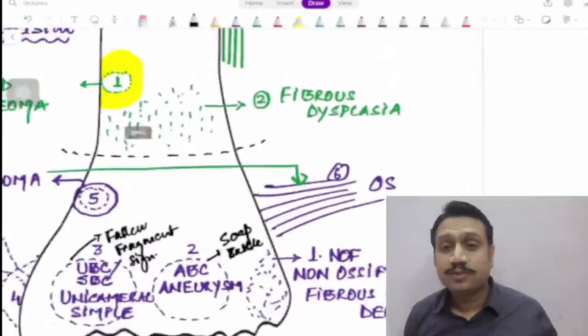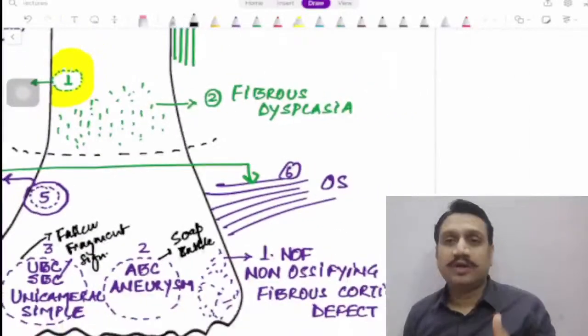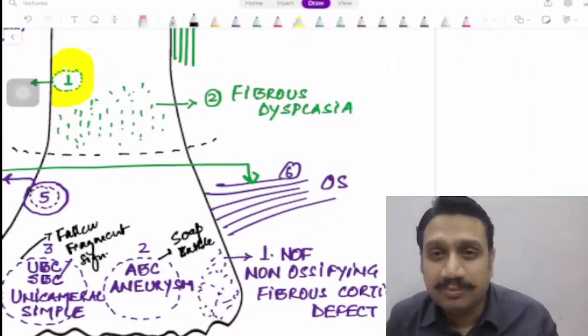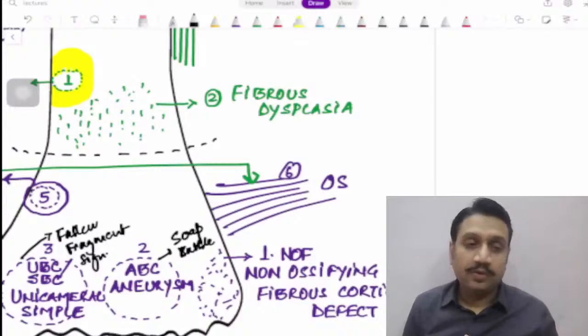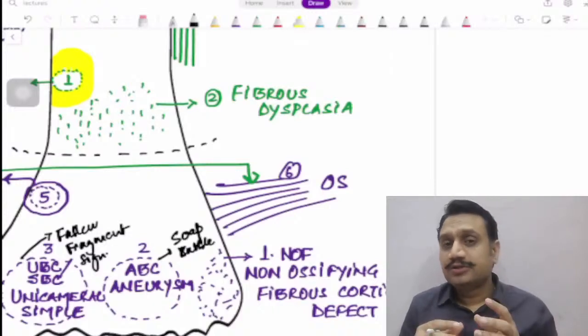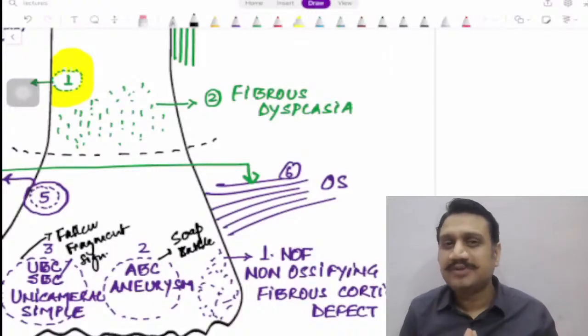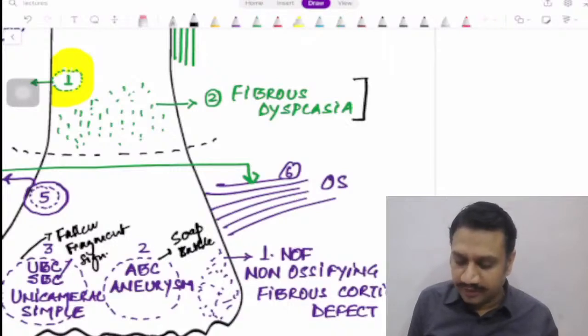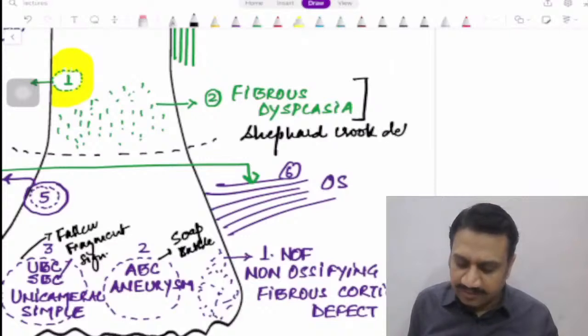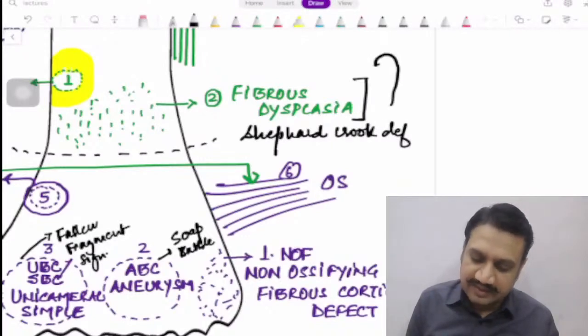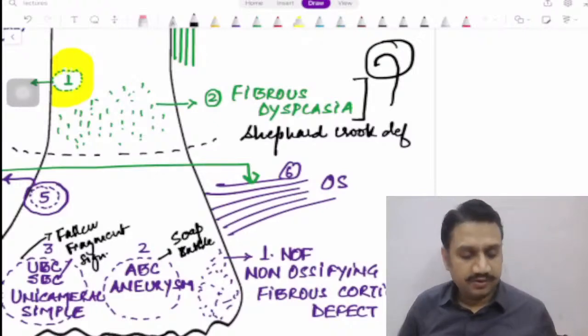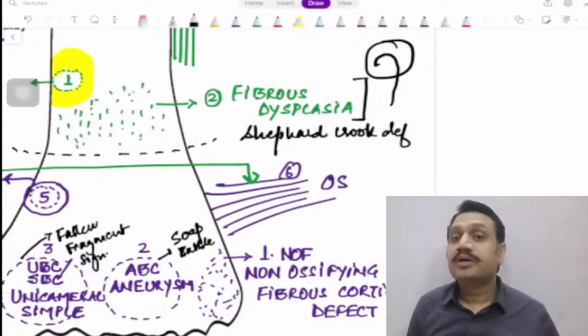Fibrous dysplasia is the one which makes the bone fibrotic. When the bone is getting abnormal, right? This creates a very special feature in the proximal femur, and what do we call that? That is called the Shepherd crook deformity. Remember, the proximal femur getting bent like the upper end of a stick like this. This is called Shepherd crook deformity.